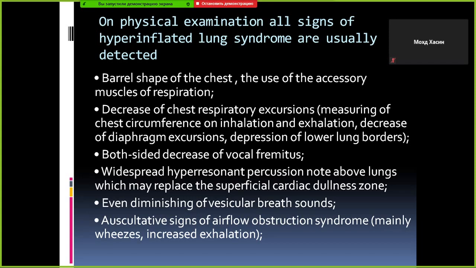Both-sided decrease of vocal fremitus, widespread hyperresonant or bandbox percussion sound above the lungs, which may even replace the superficial cardiac dullness zone, diminishing of vesicular breath sounds on auscultation, and sometimes wheezes if broncho-obstructive syndrome is present.